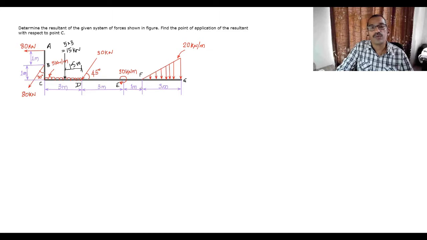Next, the equivalent of this UVL. The equivalent of a UVL will always be at one third from the maximum load. Maximum load is at G, so from G one third means 1 meter, and from F the remaining distance is 2 meter. So if I represent the equivalent of this UVL here, from F it is 2/3 and from the maximum it is 1/3. That means this will be 1 meter and this one 2 meter.